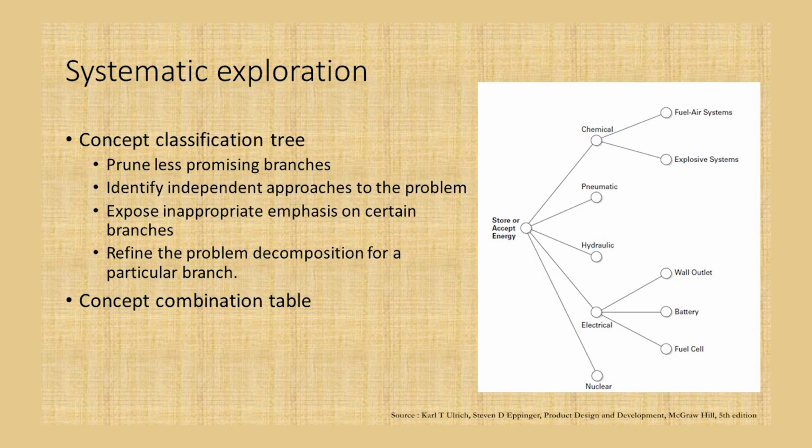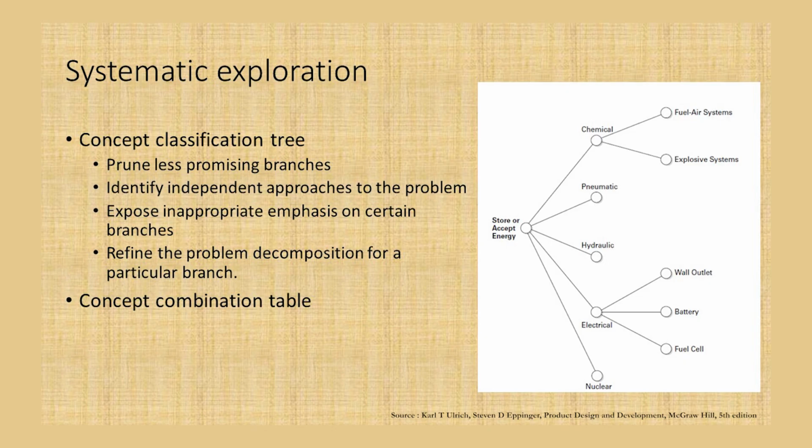Maybe you are thinking too much on pneumatic. So, see if your classification tree can expose those sorts of emphasis. And then you can refine the problem decomposition for a particular branch. So, for this branch we have refined it into wall outlet, battery and fuel cell. So, that is refining. That is what a classification tree does.